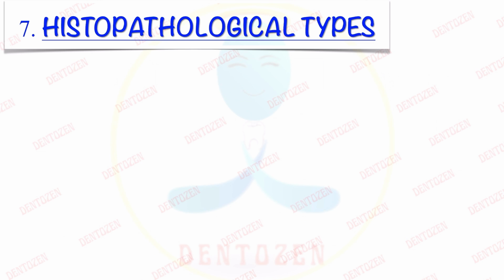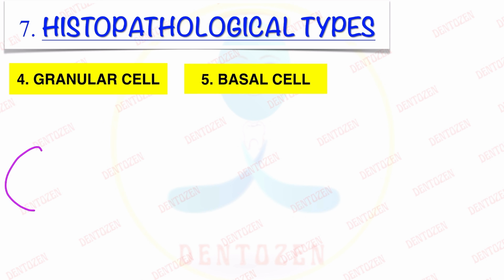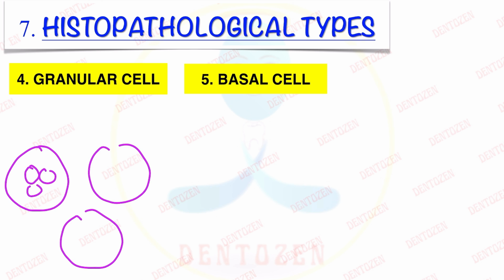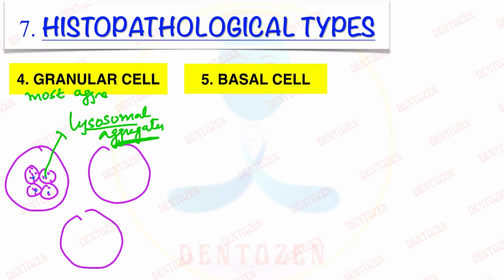Now we come to the fourth type, that is the granular cell type. Within the follicles the central cells will show granular cell change, that is they will show eosinophilic cytoplasm, and these cells will be filled with granules. Through ultrastructural studies it has been seen that these granules are lysosomal aggregates. Now that can be your viva question. What are these granules? These are lysosomal aggregates, because of which this tumor is very aggressive and can spread. So that is another viva question. It is the most aggressive histopath type of ameloblastoma. So that is granular cell ameloblastoma.